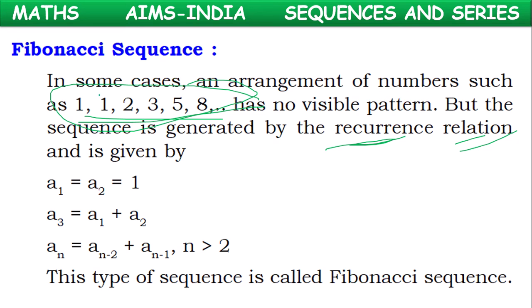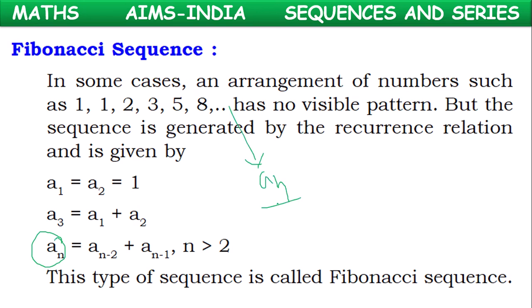Suppose you check all the terms. Here A1, A2, the first two elements, are 1, and A3 is 2, which is the sum of A1 plus A2. A4 is 3, which is the sum of A2 and A3. A5 is 5, which is the sum of A4 and A3. In the same way, we can have the nth element An, which will be the sum of its previous terms, An minus 1 and An minus 2.